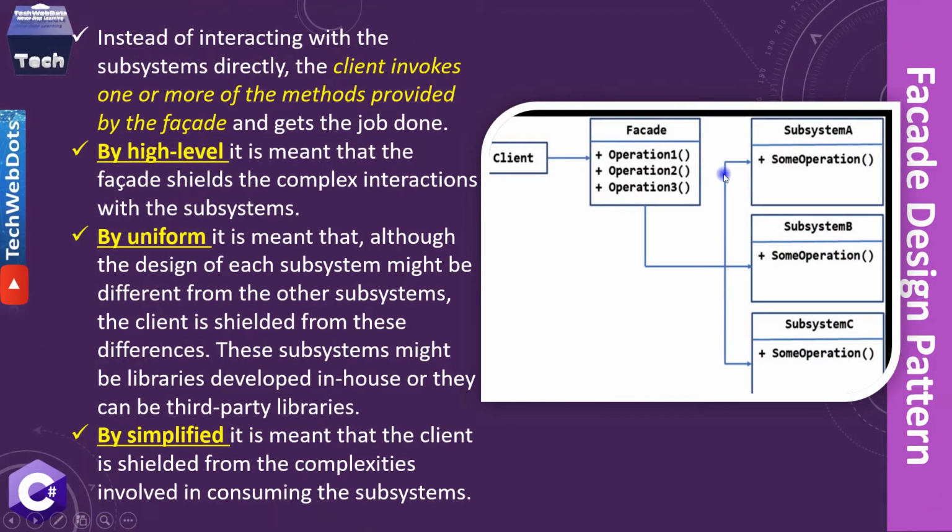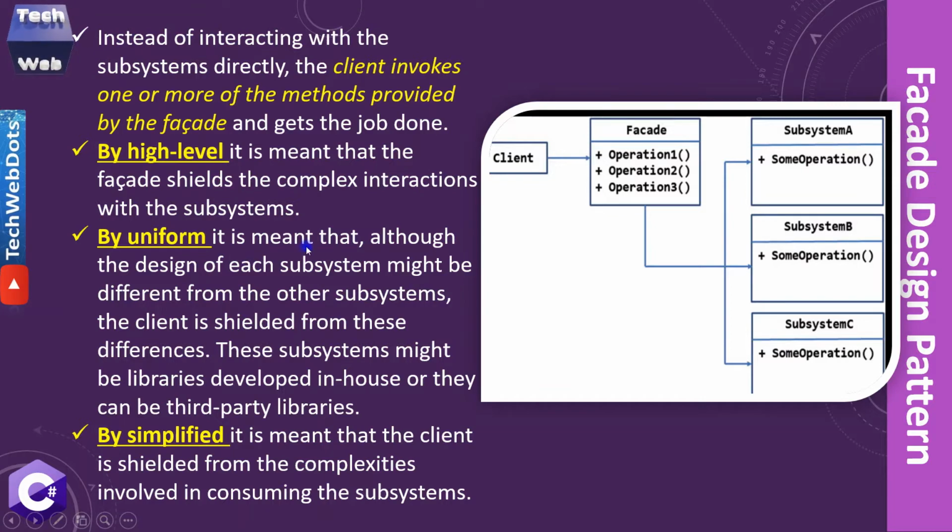You can see on the right hand side, there is a client and there is a mediator interface which we call Facade. It contains 3 operations, 1, 2 and 3, and it is interacting with subsystems A, B and C, which have some operations. Okay, so instead of interacting with the subsystems directly, the client invokes one or more of the methods provided by Facade and gets the job done. So in this picture, we can see Facade contains 3 operations. So when we say high level, it means that the Facade shields the complex interactions with the subsystems, because we are directly interacting with Facade, not with the subsystems.